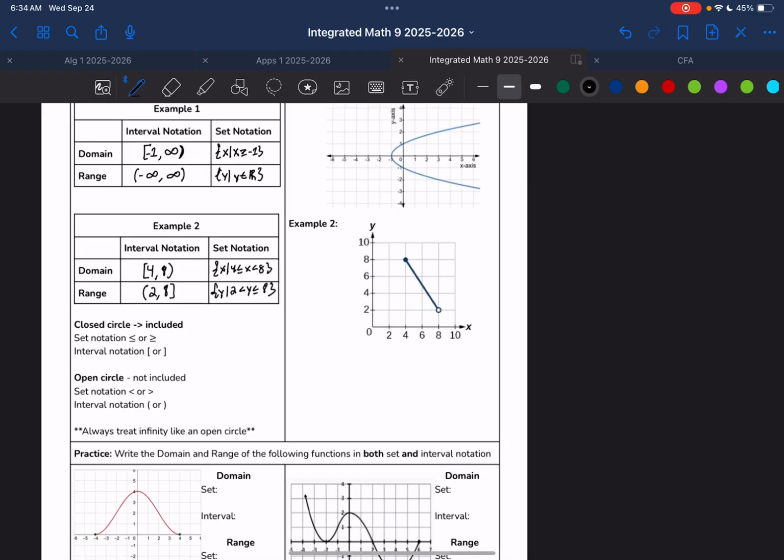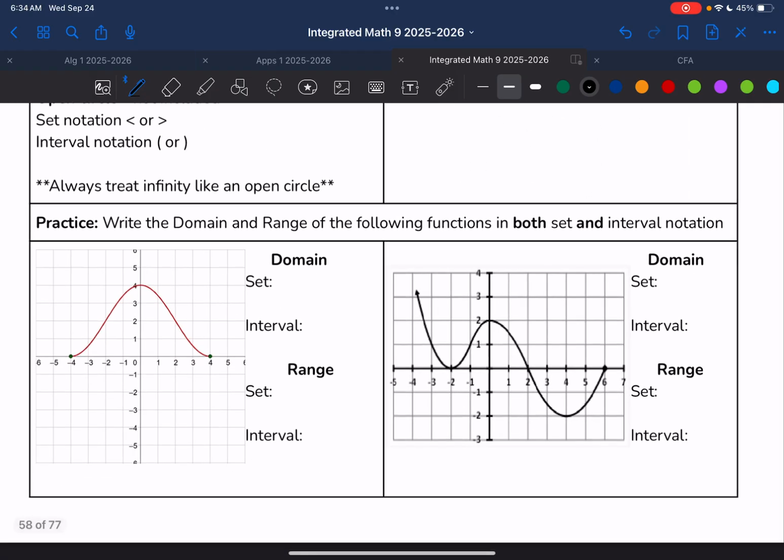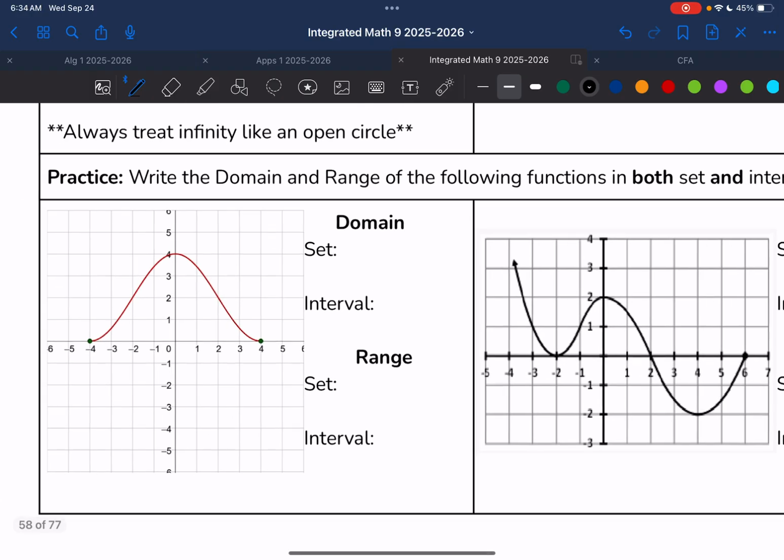So I'm going to give you a second, take a look at these two functions down here, see if you can write the domain and range in set and interval notation on your own. Pause the video, try and figure it out. Once you're done, keep playing the video and I'll write down the answers. Right, so hopefully you have these ones filled out.